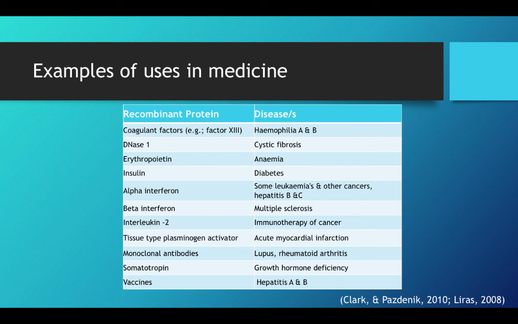Somatotropin is used in the treatment of growth hormone deficiency. And finally, vaccines, for example, hepatitis A and B. And these are just some examples of the types of recombinant proteins and their uses. There are many, many more types and many more uses in medicine.